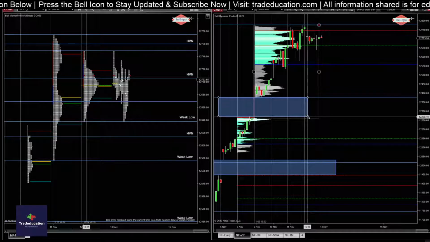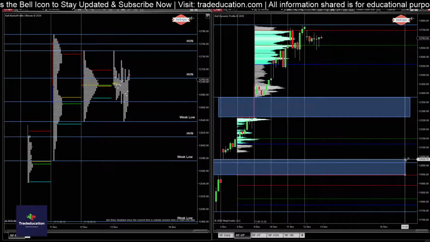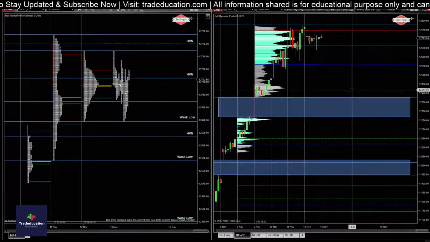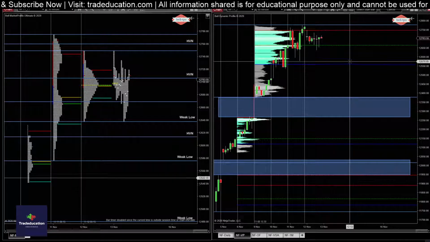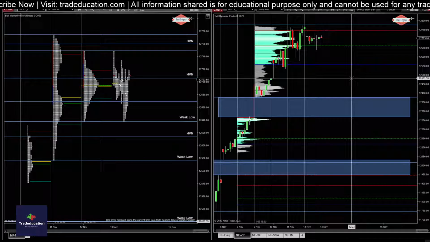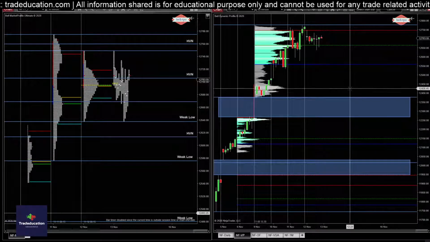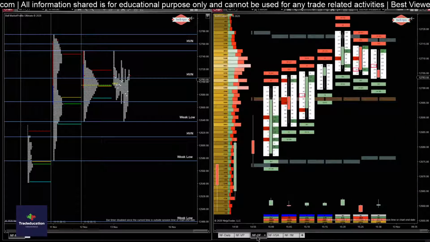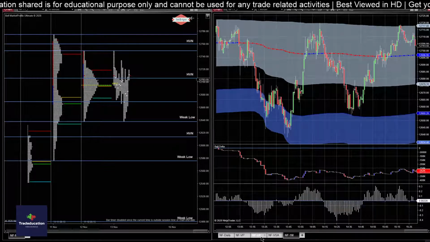We have got a couple of gaps which are not yet filled. On the lower edge, there are two gaps which need to be filled. So these are two very clear data points. We have got three HVNs, and we have got a low volume area node. Let's see which way the auction opens today, and based on that, you can take the trades. Nothing much apart from that on the other charts.